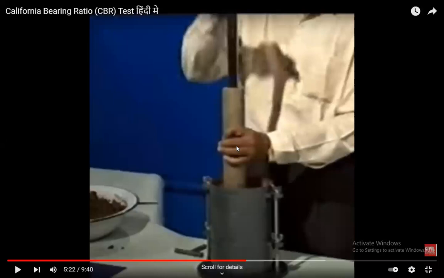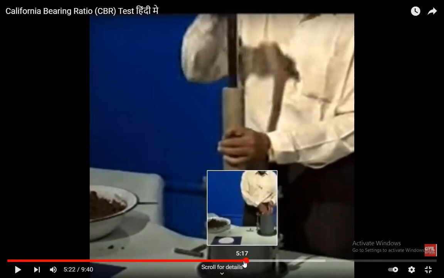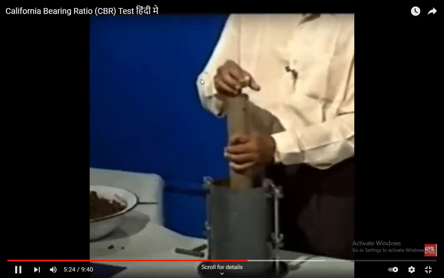The rammer used to compaction here. How the way the compaction by using rammer is done here. You can see here how the blows are given with the help of rammer. Just you have to lift the head and release it. It will compact automatically.